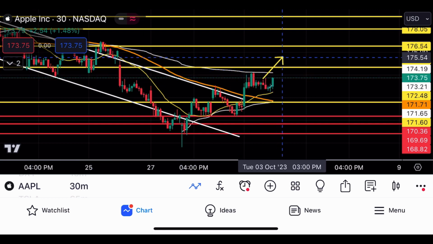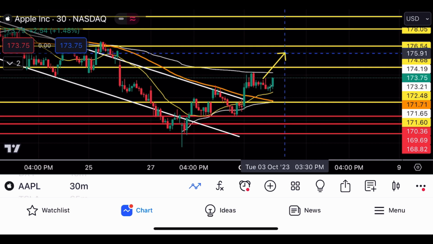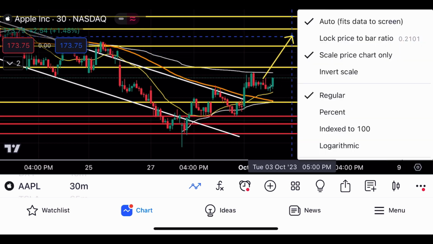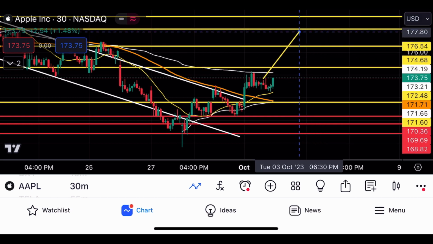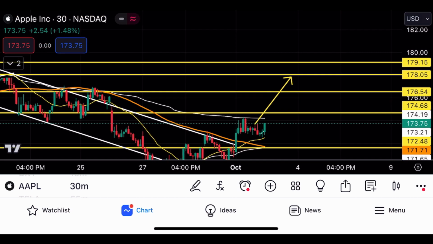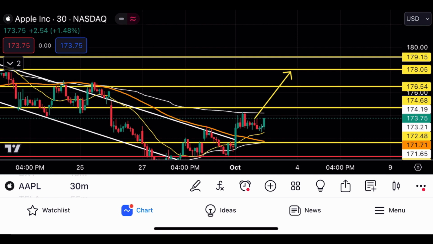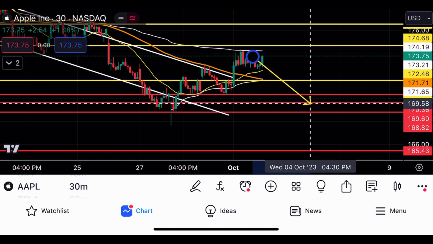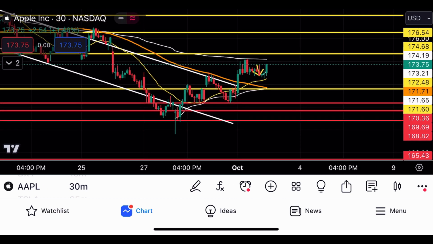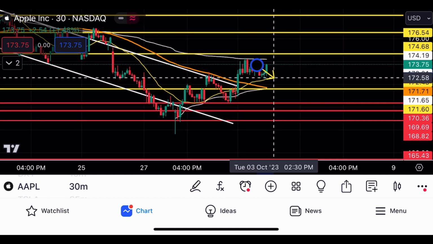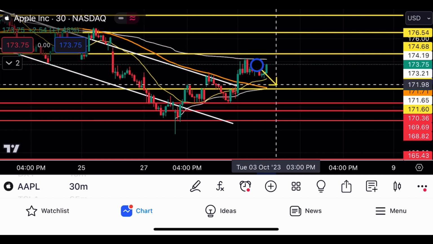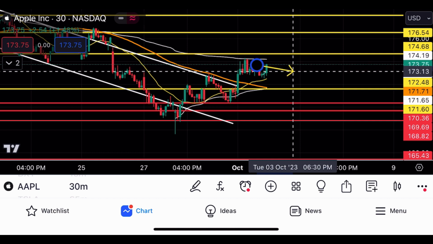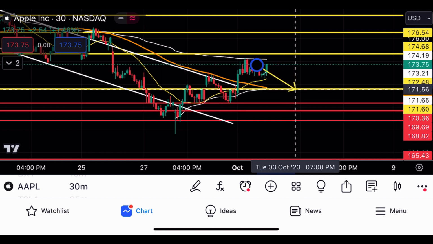If we could break that 174.68, then we know buyers are really strong because there's a lot of resistance there. Then we can see the 176.55 area. Then we can see our 178 area and our 179.15 area. Remember, the 174.70 area is a lot of strong resistance. If we break that level, then there's not much resistance to the upside. We could go up.